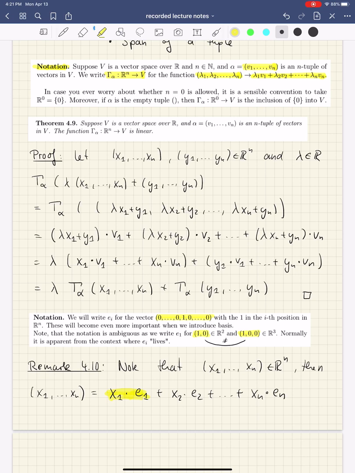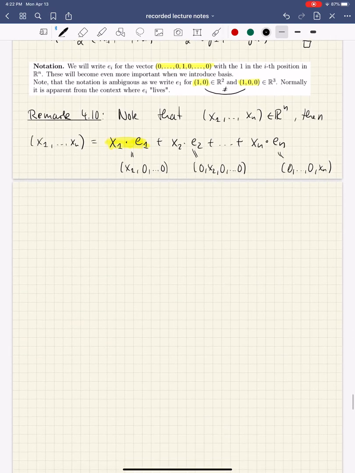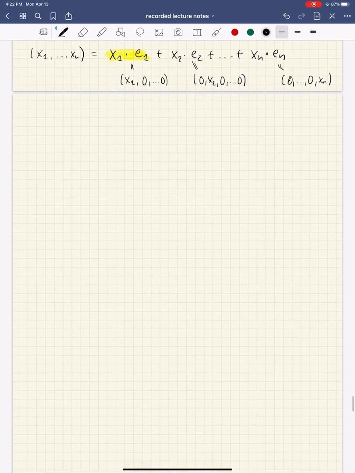Well, it's the vector (x1, and then a lot of zeros). What is this vector? Well, this is (0, x2, and then a lot of zeros), all the way up to (0, all the way up to, and then xn in the last one). So pretty much on the right hand side, you just add up vectors which have one coordinate that is different from 0 and everything else is 0, and this coordinate coincides with the one on the left. And so this will be useful in the following.